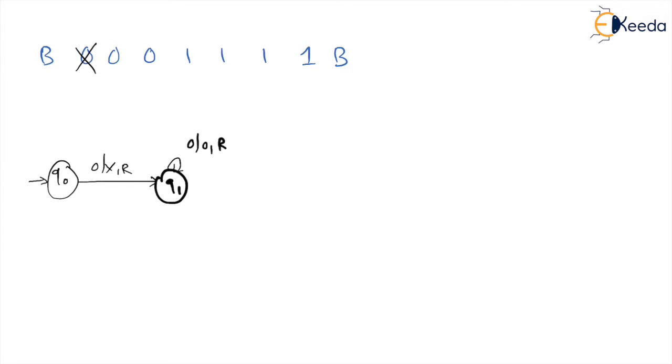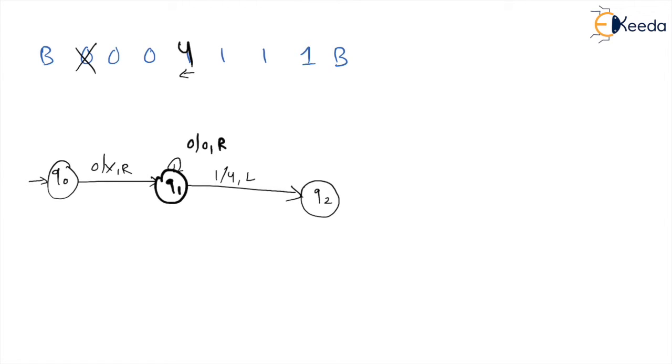In q1, the moment you get a 1, make it as y and move to the left. So the moment you get a 1, make it as y, move to the left to state q2. In q2, keep on bypassing everything till you get the first x.